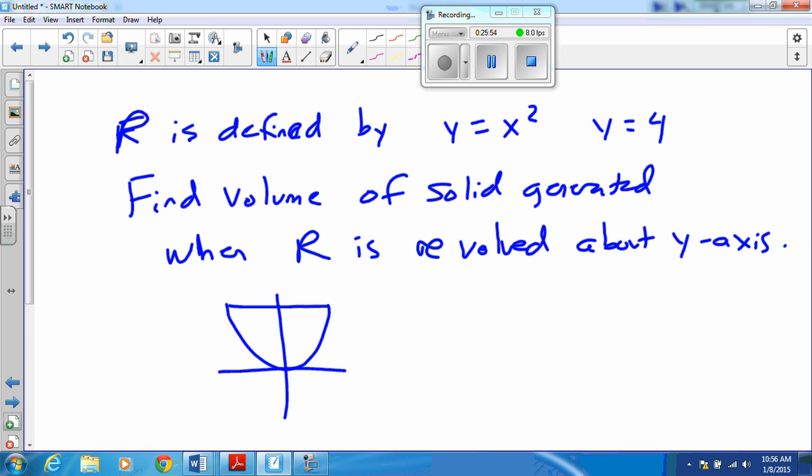Okay. Please notice that here, our region exists on both sides of the axis, right? However, it is symmetrical, so that when I revolve it about the y-axis, what I end up with is a kind of bowl shape that looks like this. If it were not symmetrical, then we would end up with a really complicated solid, and we never work those problems, basically.